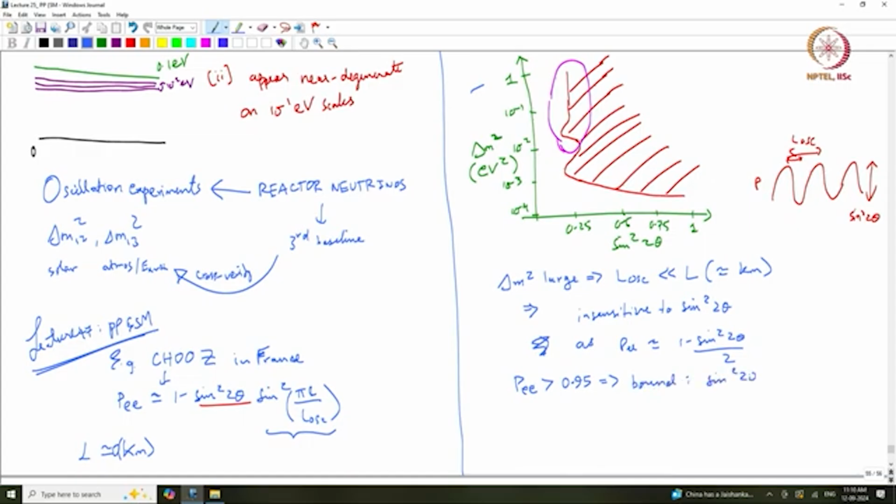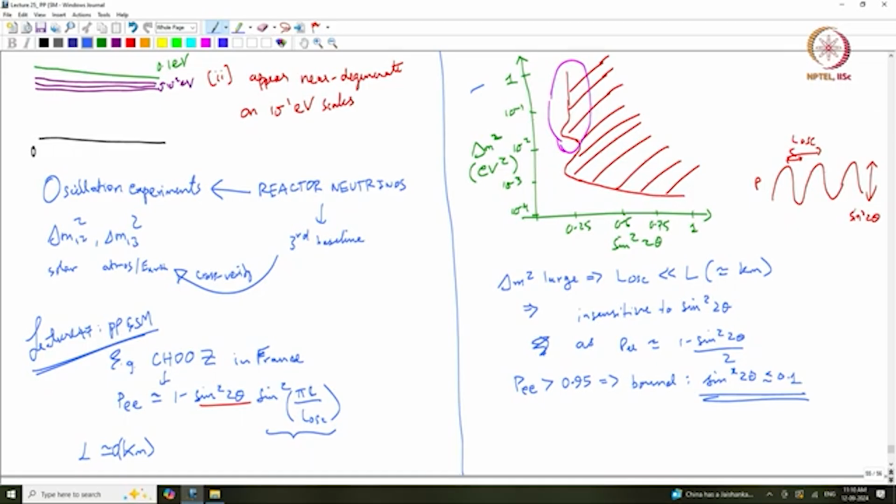So when you plug this in, you get a bound that is sine square 2 theta less than or equal to 0.1 approximately. So I have drawn it at around 0.2, but this is how you approximately get it, okay. If you do a full statistical analysis, you will retrieve the correct bound, okay. So that explains this area, all right, the pink area that I have just highlighted.